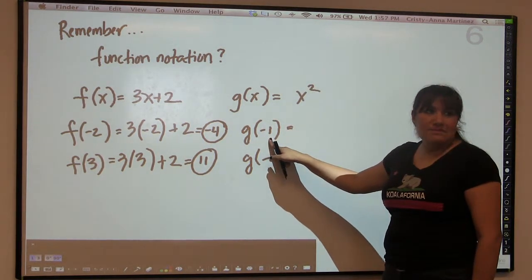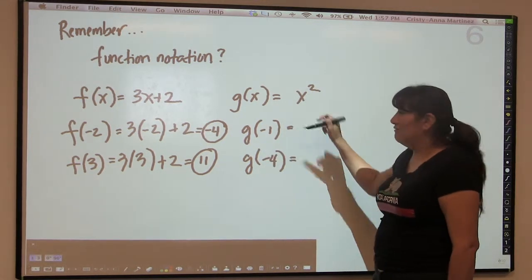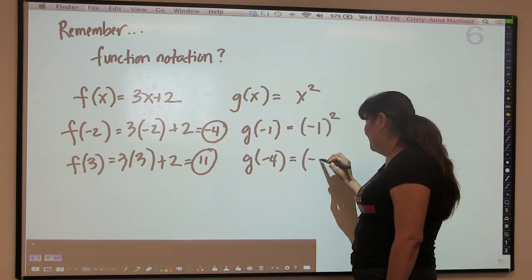g of negative 1 means I'm going to put, hello, Alex, negative 1 into the function here. I think Alex is obsessed with math.